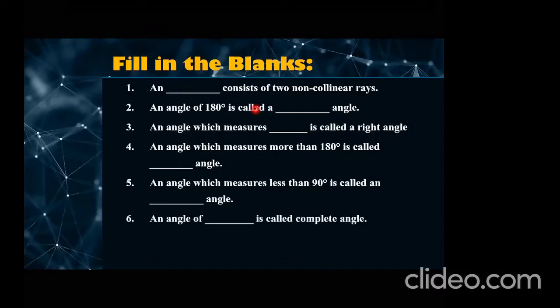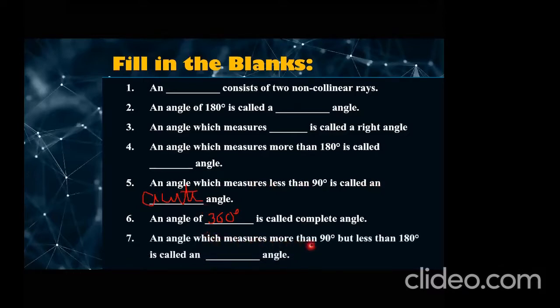An angle of dash is called complete angle. Yes, an angle of 360 degree is called complete angle. Very good. Here what will come? An angle of which measure is less than 90 degree is called acute. Okay, now this one.